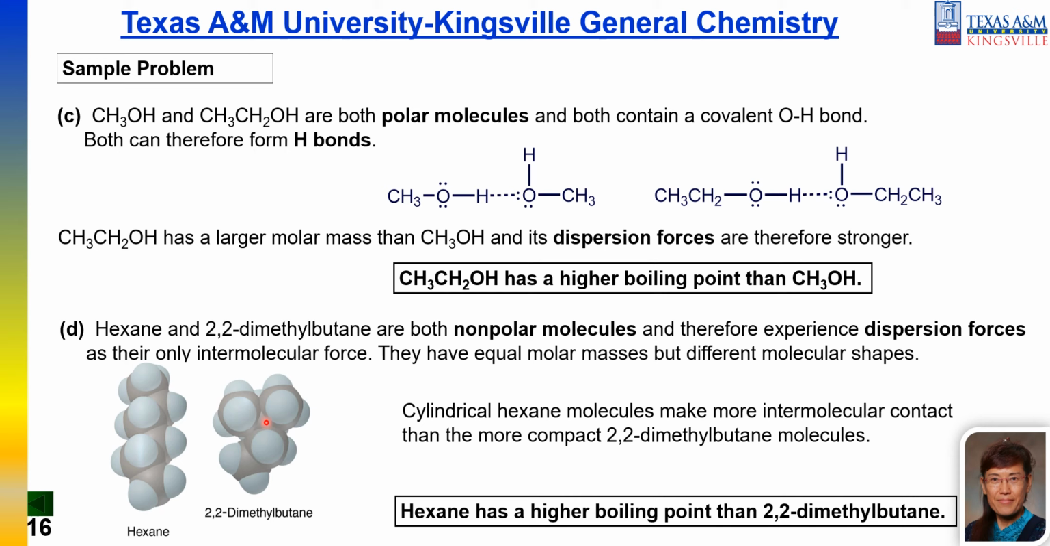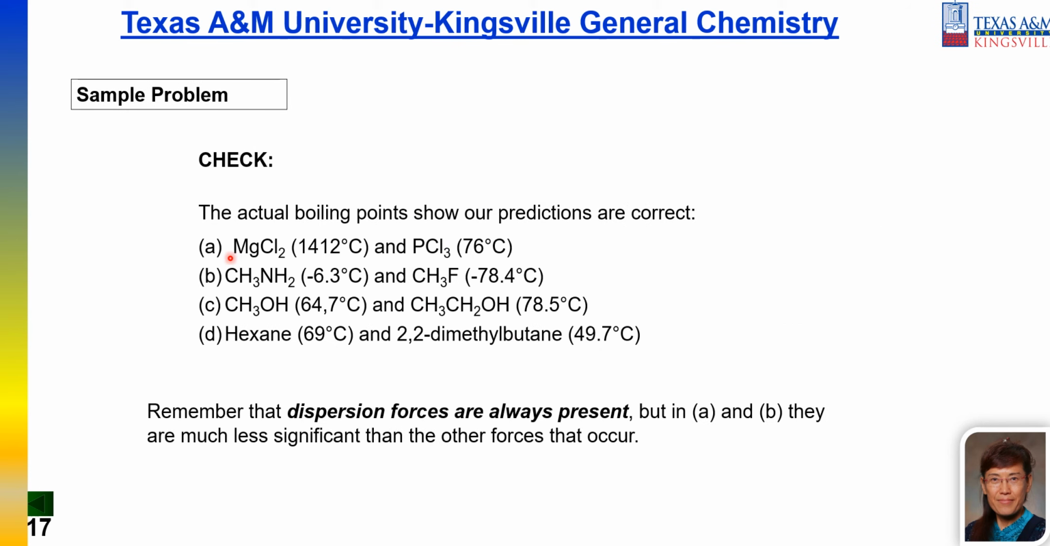What are you going to consider? You are going to consider the molecular shape. The first one, hexane, is cylindrical. Another one is 2,2-dimethylbutane. You have 2 branches. This branched molecule has a lower symmetry. Therefore, hexane has a higher boiling point than 2,2-dimethylbutane.